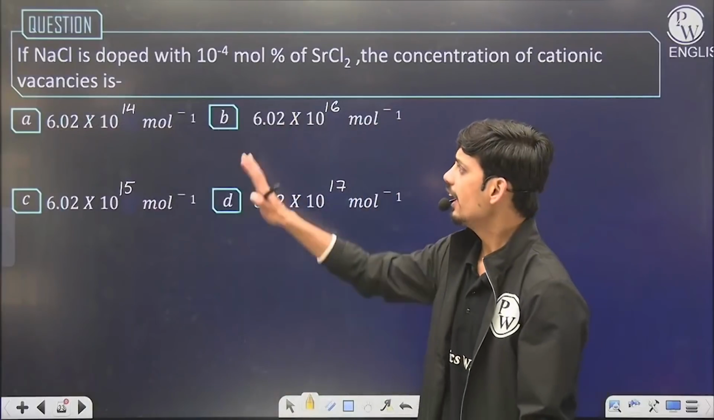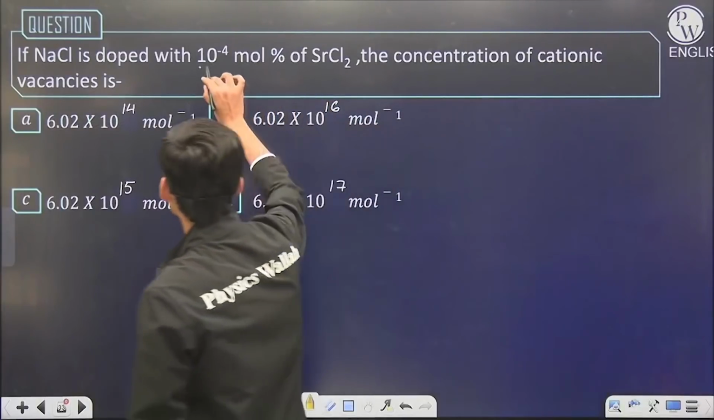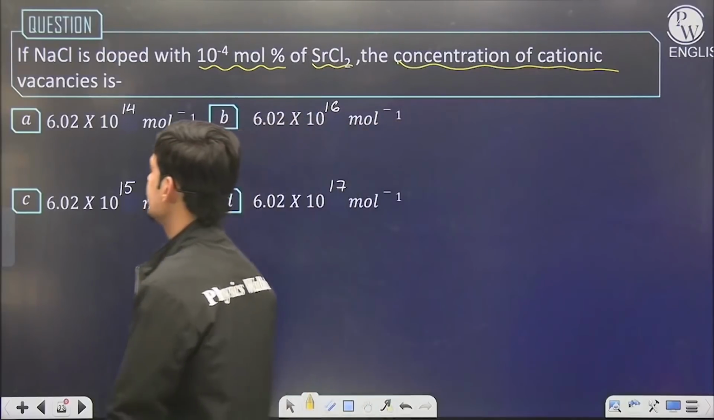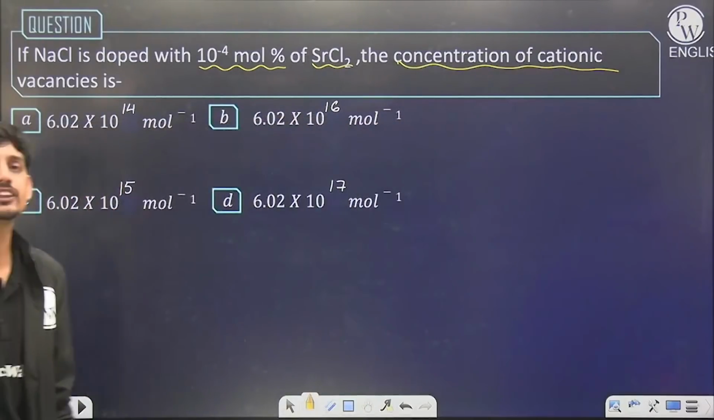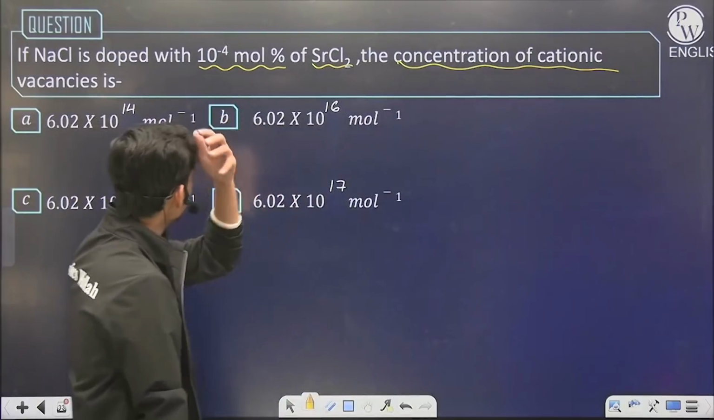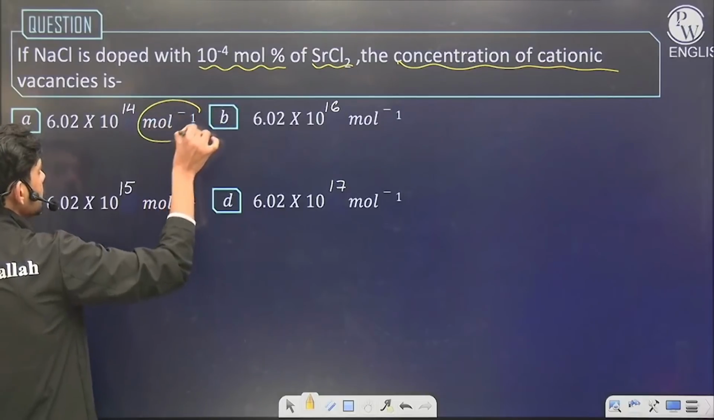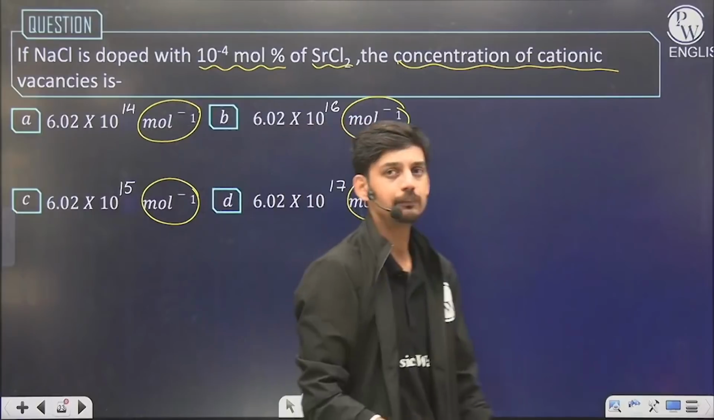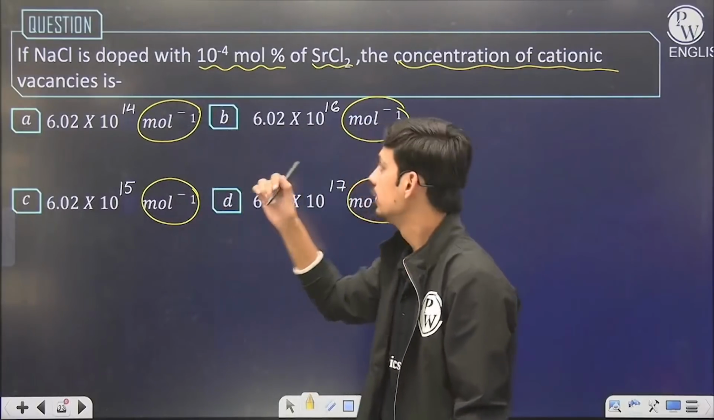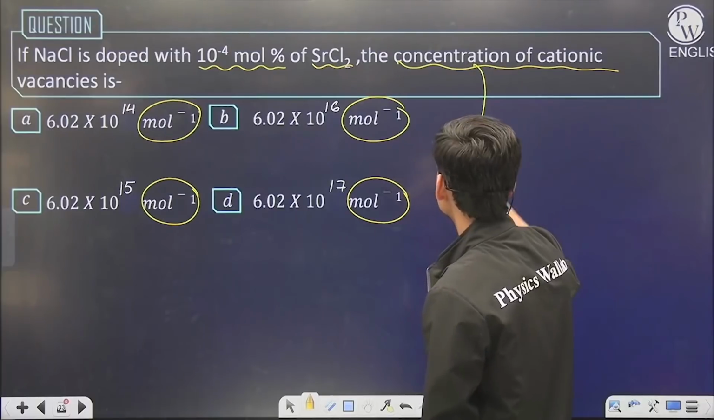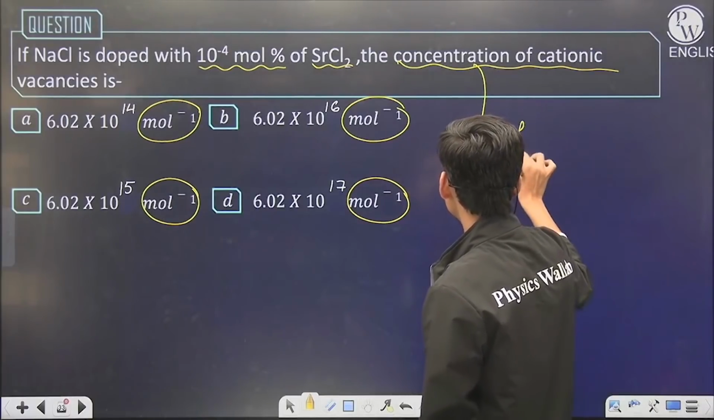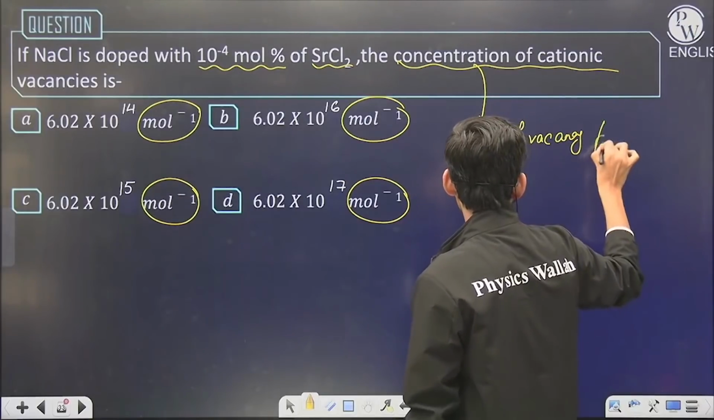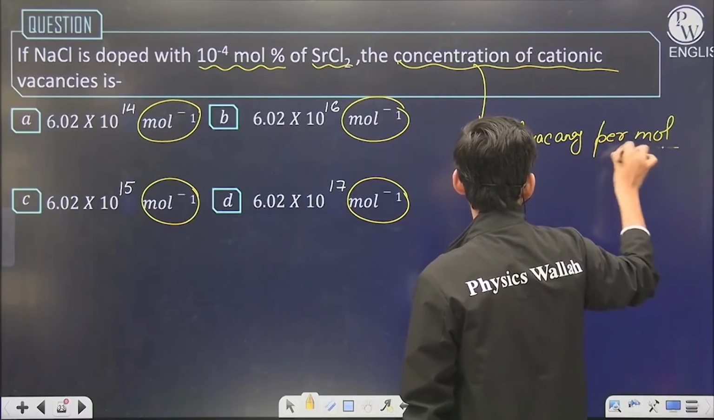Another question is there. If NaCl is doped with 10 to the power minus 4 mole percent of SrCl2, the concentration of cationic vacancies is? We have to find here the concentration of cationic vacancies. If I see in the options, all the options are in mole inverse. What does this mean? Mole inverse means we have to represent the concentration in number of vacancies per mole. Then only the unit will be mole inverse.